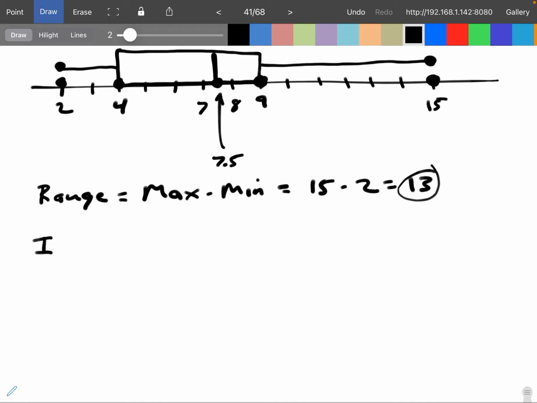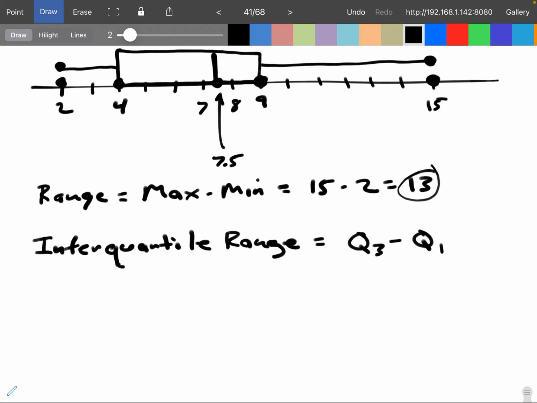So that is the, let me write this thing out. Interquartile range. So that is your third quartile minus your first quartile.